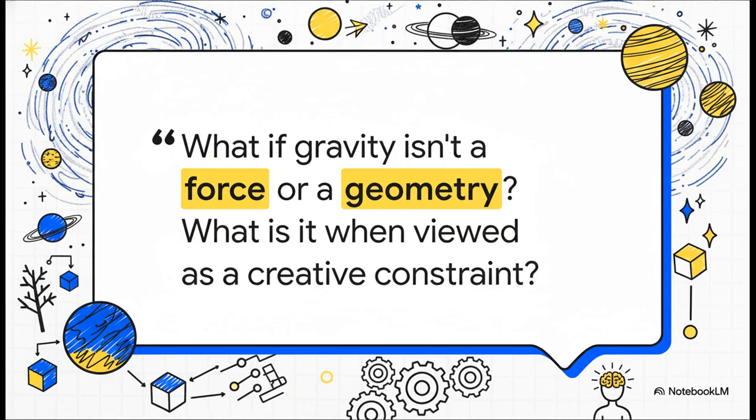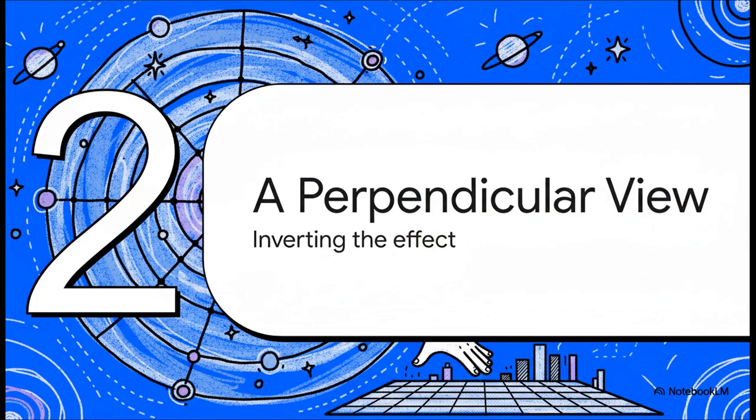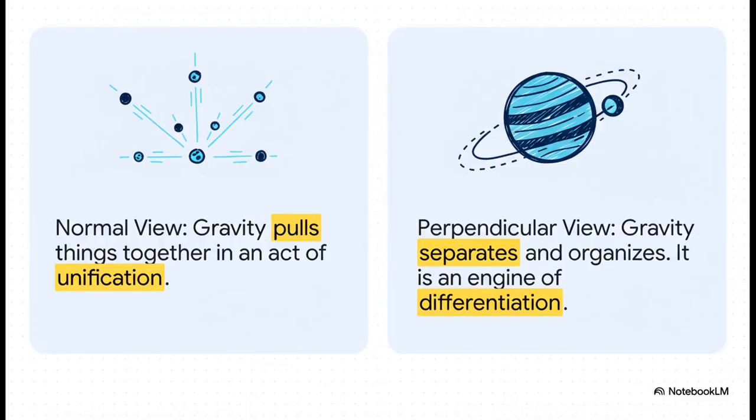It's the whole shebang. Okay, so a perpendicular view. To answer this new question, we're not going to look at the opposite of gravity, like anti-gravity. That's way too predictable. Instead, we're going to look at it from a totally different perpendicular angle. And this slide just illustrates that shift perfectly. Our normal view is that gravity is a unifier. It pulls things together. Simple. But the perpendicular view is that it's actually an engine of separation and organization. It creates the very concept of up and down, of a planet versus a star, a surface versus a core. It uses this illusion of unification to actually create all this incredible differentiation.